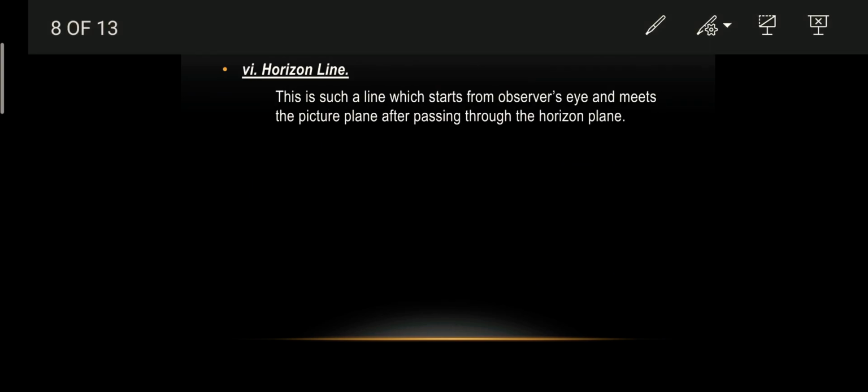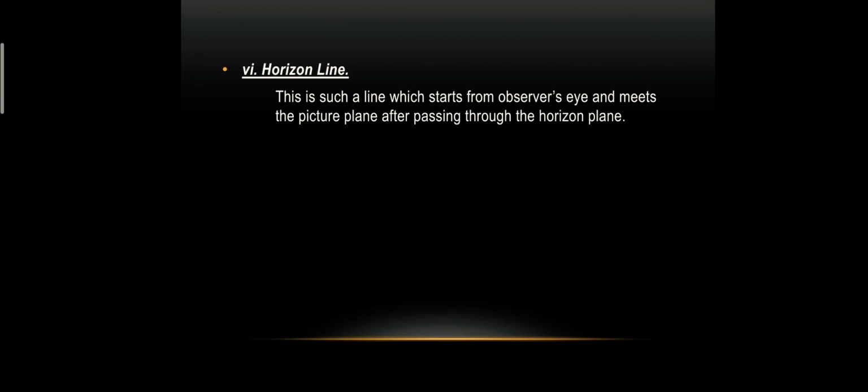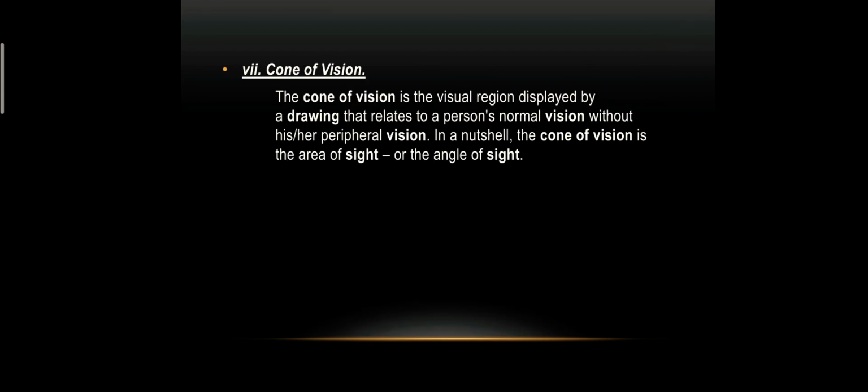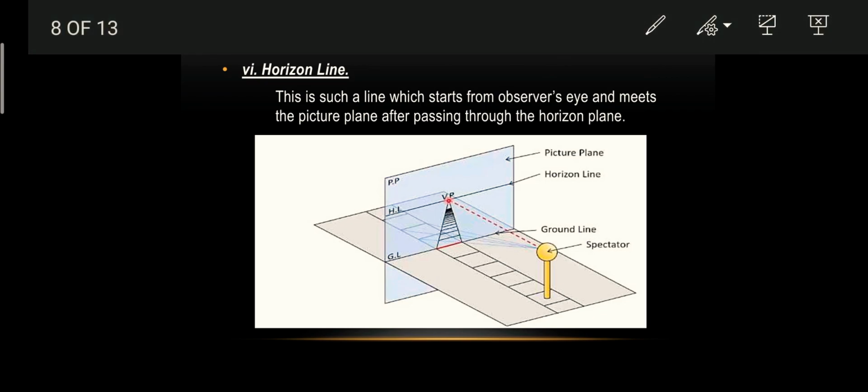Okay, horizon line. This is such a line which starts from the observer's eye and meets the picture plane after passing through the horizon plane. Okay, this is the horizon line.